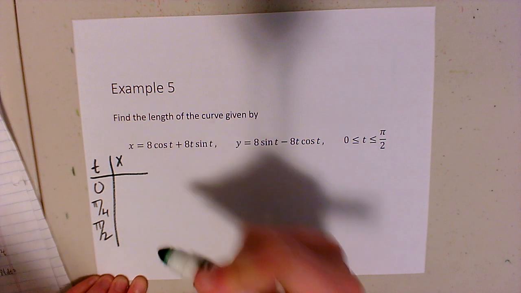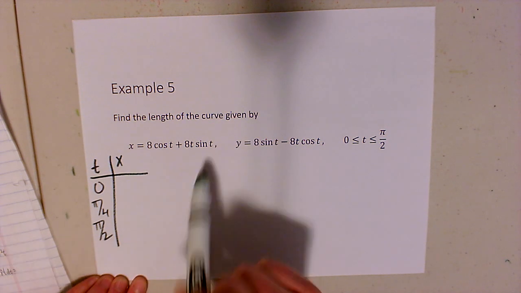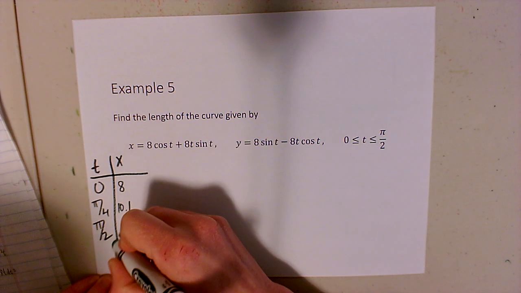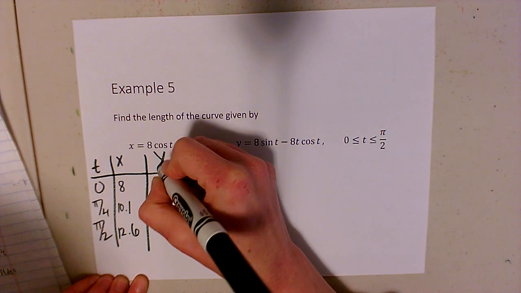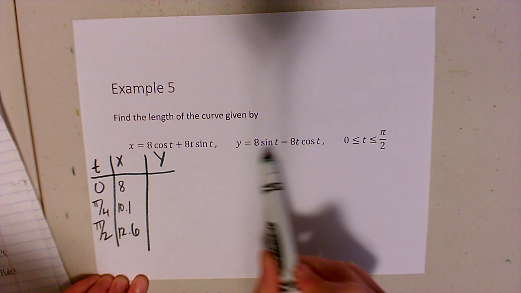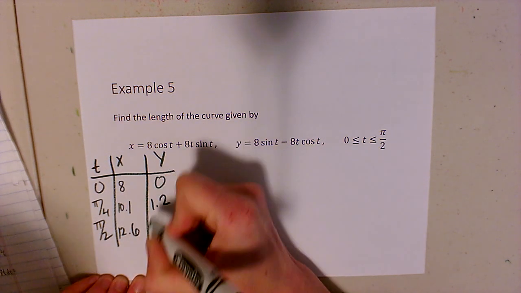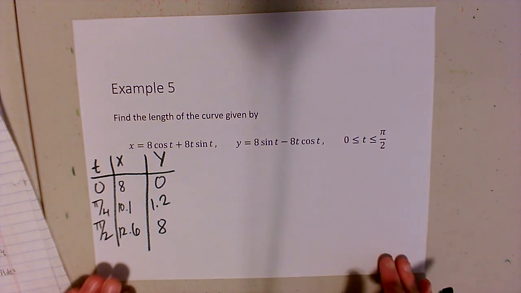So I'll find my x values. So my x values, if I plug these into this function here, are going to end up being 8, 10.1, and 12.6. And then my y values, so if I take these values, plug them into my y function here, they're going to be 0, 1.2, and 8. You don't have to do this, but I just want to do this just to picture what's going on.